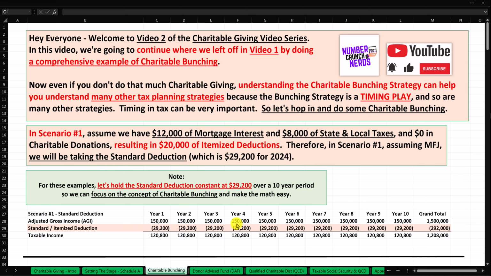$150,000 annually over a 10-year period, and we're going to assume the standard deduction, as we just said, of $29,200 over the same 10-year period, resulting in taxable income of $120,800 for each of the 10 years. But the key number that I want you to take away from this example is going to be this starting point right here, $292,000 of standard deduction over a 10-year period.